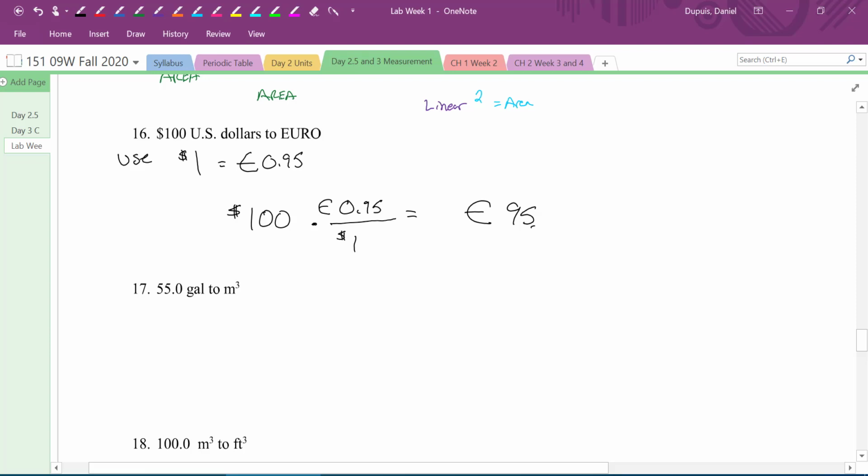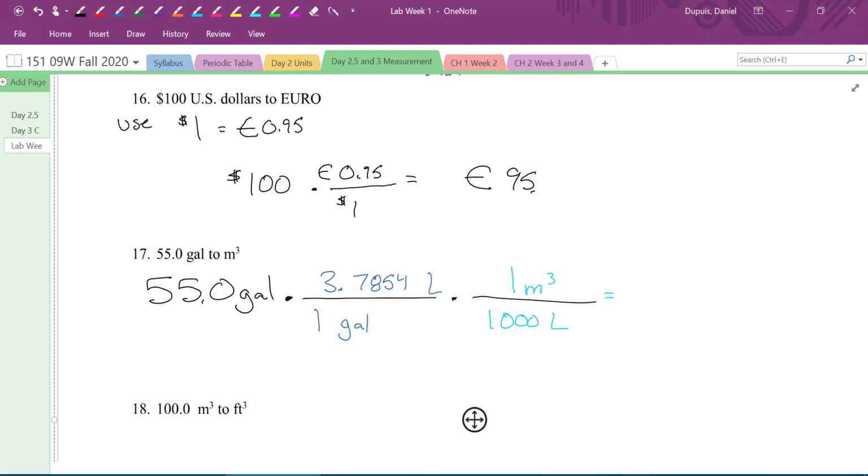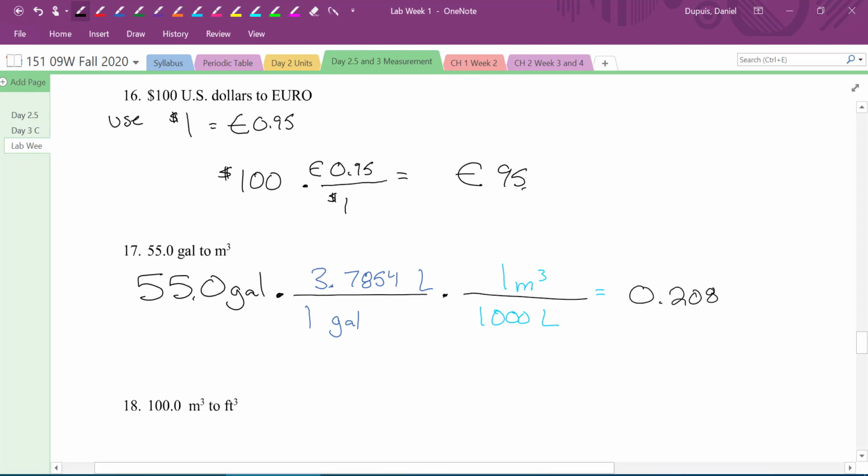All right, 55 gallons to cubic meters. 55 gallons. And we know 1 gallon happens to be 3.7854 liters. And we've learned that 1,000 liters is 1 meter cubed. So this gives us the 3 sig figs, 0.208 meters cubed.